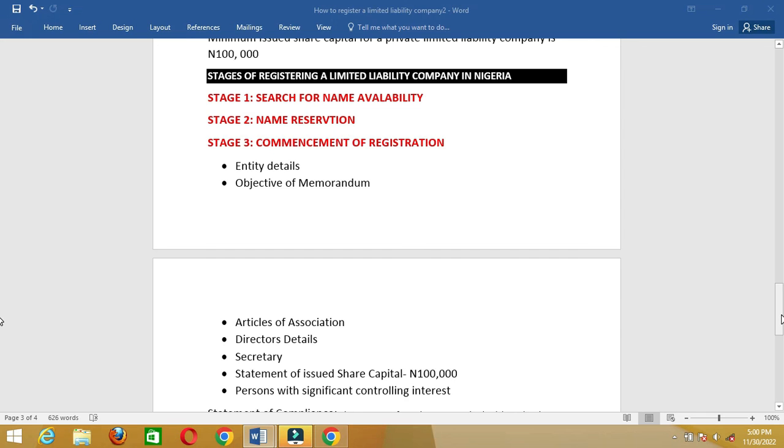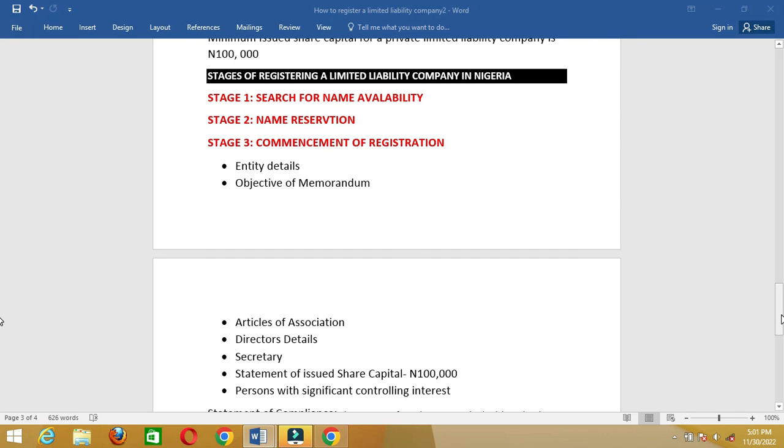That's the reason why I advise people that the first thing you ought to do is search if the particular name you wish to register for yourself or for somebody is available. You have to go into name search on the CAC database to see if that name is still available for usage. So we are done with that, then you go to the second stage, which is name reservation. How to reserve a name is very simple. I'll be showing you how to do that in the next video, how you can apply for name reservation for a private limited liability company.